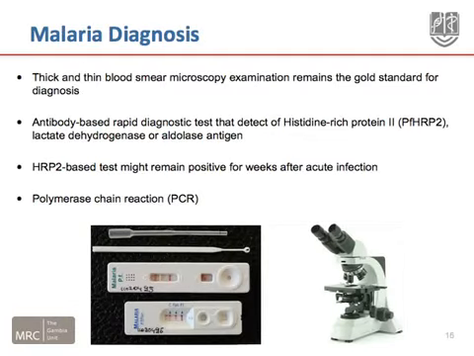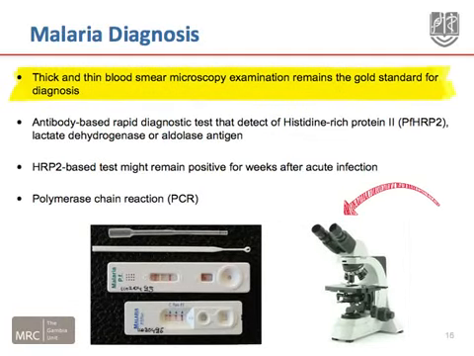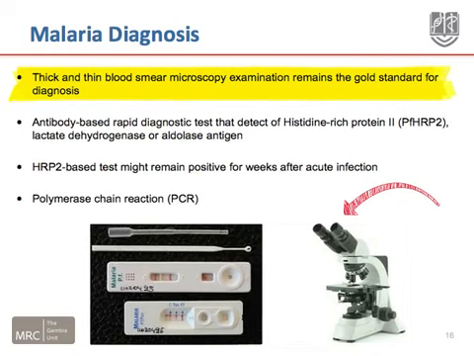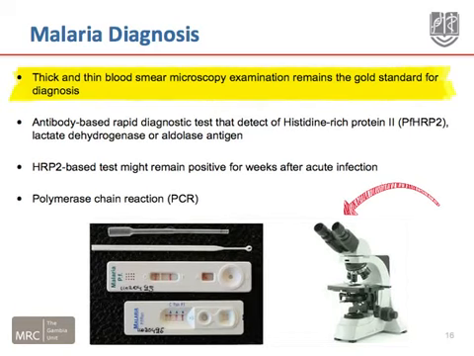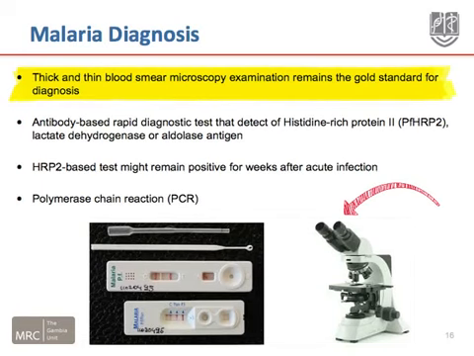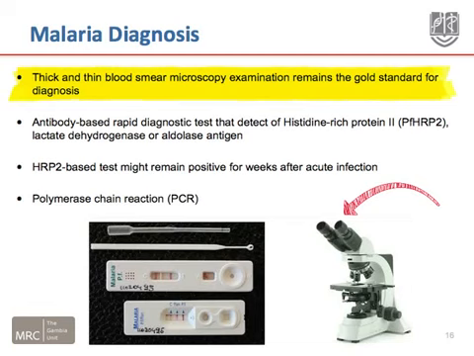Malaria diagnosis. Thick and thin blood smear microscopy examination remain the gold standard for diagnosis. It has an advantage in the sense that you can quantify the parasitemia and you can identify the species of parasite involved as well. However, it requires supply of electricity and technical knowledge, which is not always available in some settings.